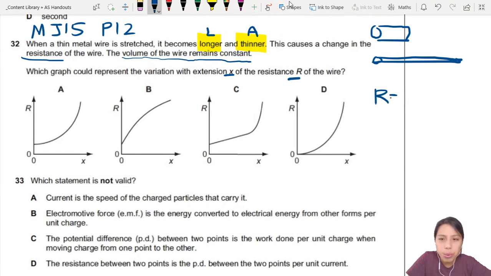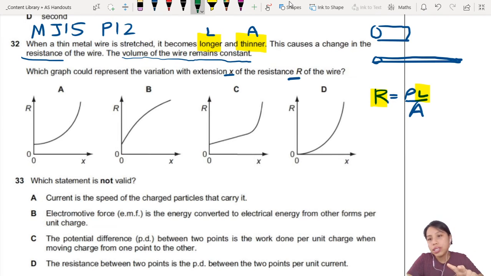How do we have resistance? R equals rho L over A. And hopefully you got the chance to play around with this. We want the relationship between R and x. So R and L, you might say, oh miss, we just do R and L. It should be a straight line graph increasing, but that's not the answer. Why? Because, hang on a second. R is changing, L is changing, A is also changing.